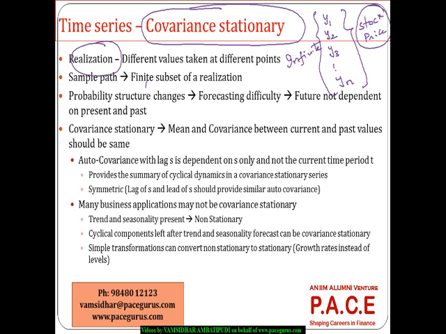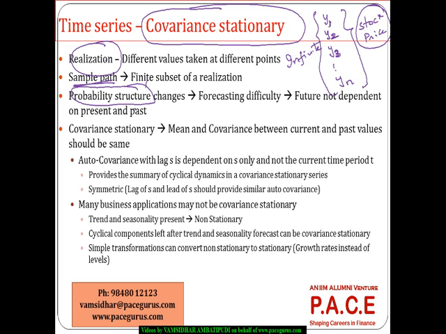Now if I am taking some pre-specified points in time, at the end of the first day, the end of the second day, the end of the third day, it means I am taking a sample subset of that entire realization, and I call that the sample path. The intention in understanding this is to identify the probability structure of that past data.